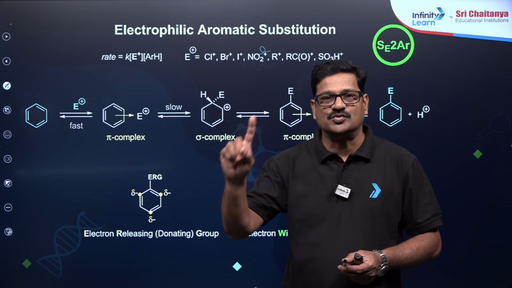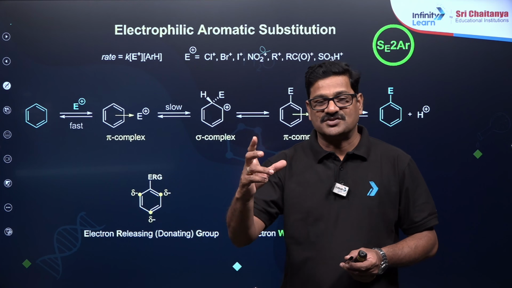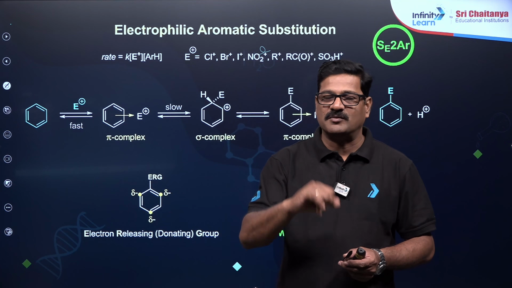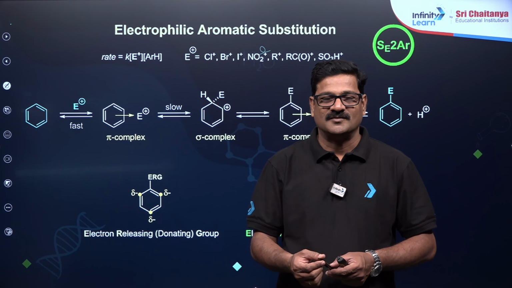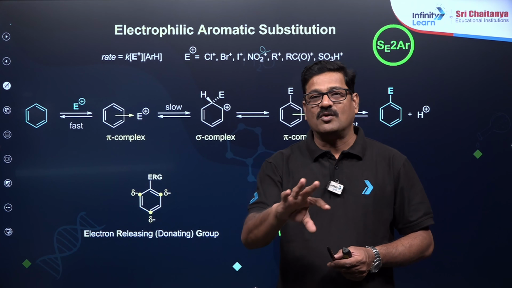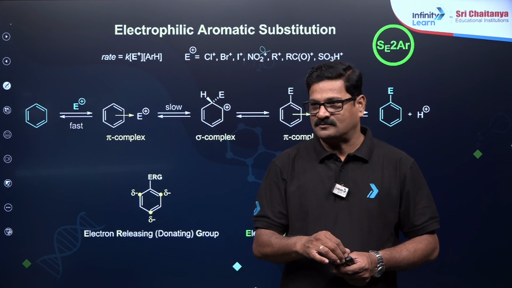Assertion: benzene does not undergo electrophilic addition reaction. Assertion: benzene, though it has three double bonds in it, does not behave like an alkene. Reason: due to delocalization of the pi electron system, benzene does not behave like an alkene.